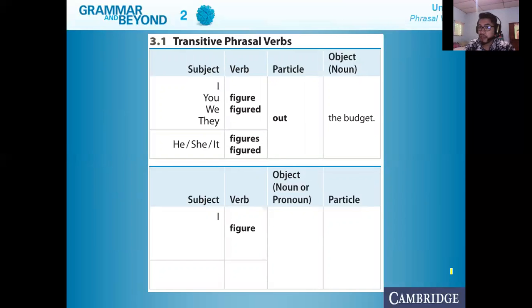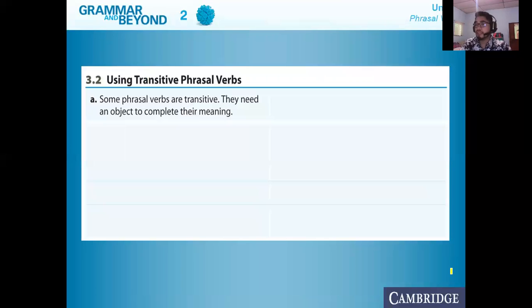In the other case, we will have the object pronoun. Okay, notice this. I figure the budget out. When we have phrasal verbs that are transitive, they can answer the question what or who. We can have a noun in the middle between the verb and the particle. When it is an intransitive phrasal verb, you can't. You cannot do it. That's not proper. But with phrasal verbs that are transitive, you totally can have an object pronoun in the middle of the phrasal verb. I figured it out, they figured it out, etc. The same happens with third person singulars. Now we're going to talk about the uses of transitive verbs.